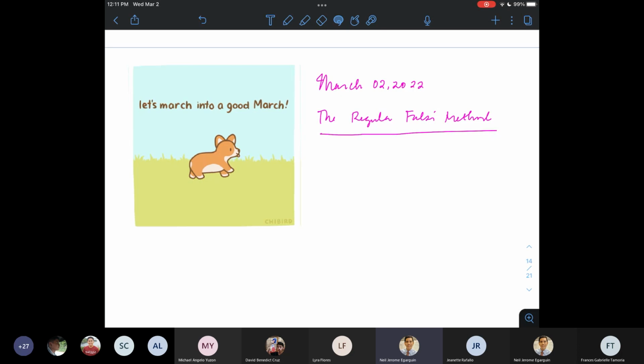Oh, by the way, I'll be posting the answer key probably on Friday. Antayin ko lang kung meron pang hindi nakapagpasa. But when I see in Canvas that everybody submitted their work, pwede ko siyang i-upload ng mas maaga. Okay.